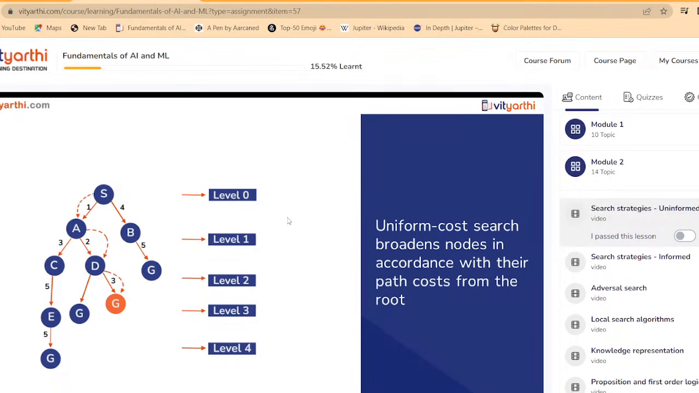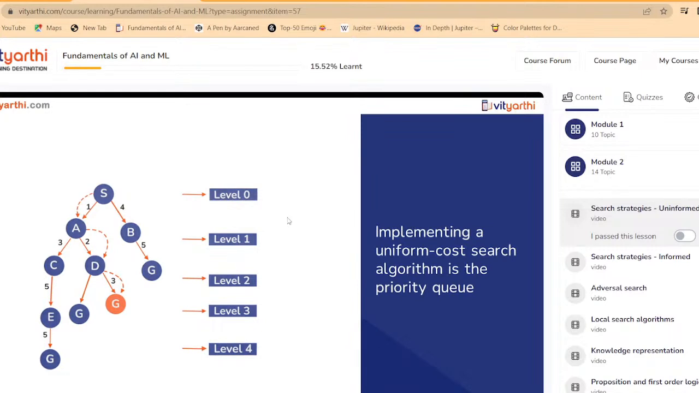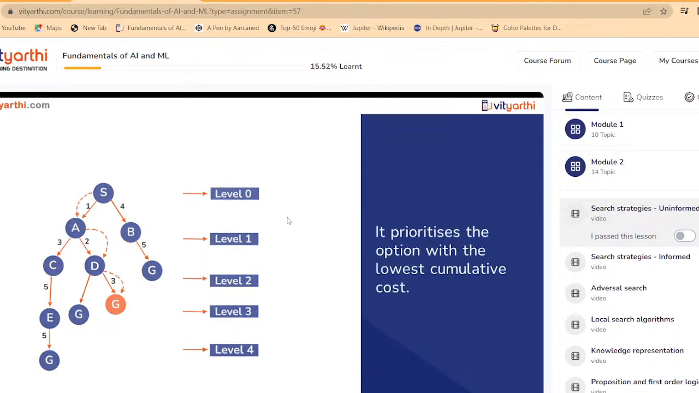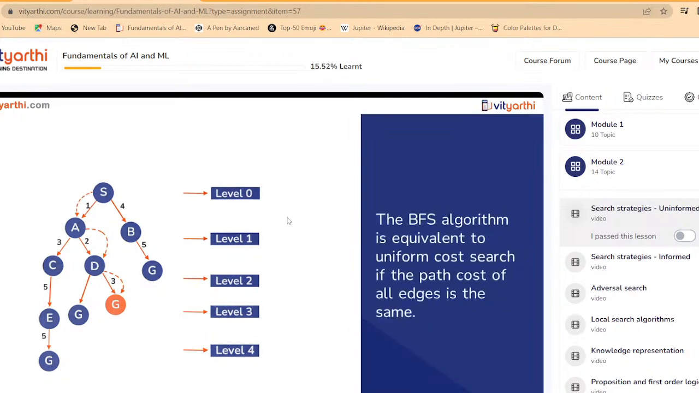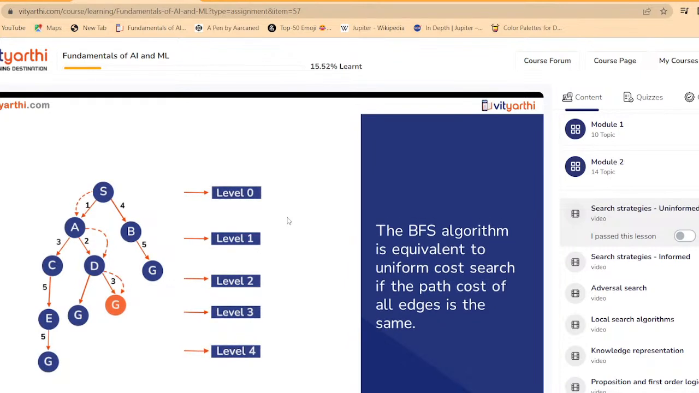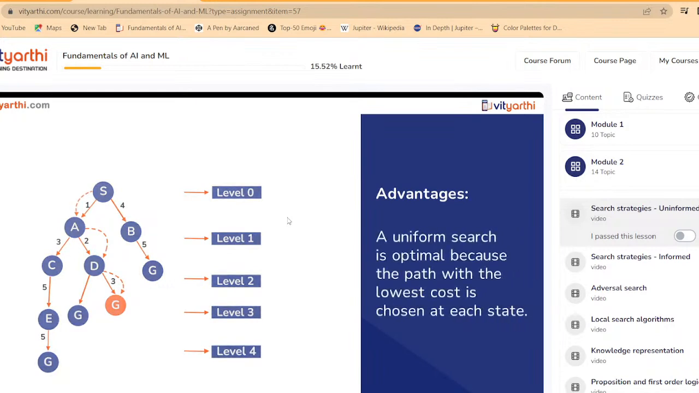Uniform cost search expands nodes in accordance with their path cost from the root. It can be used to solve any graph or a tree in which the optimal cost is required. Implementing a uniform cost search algorithm is a priority queue, meaning it prioritizes the option with the lowest cumulative cost. The BFS algorithm is equivalent to the uniform cost search if the path cost of all the edges is the same. The major advantage of this uniform cost search algorithm is that it is optimal because the path with the lowest cost is chosen at each state.